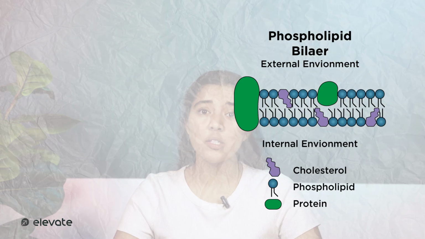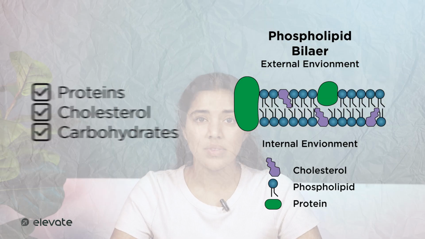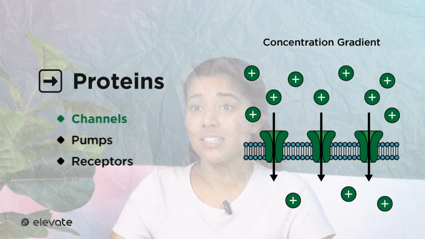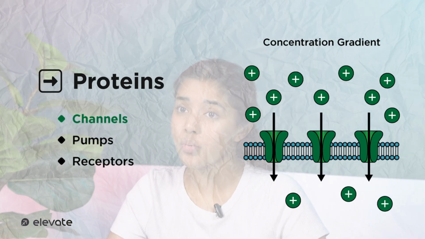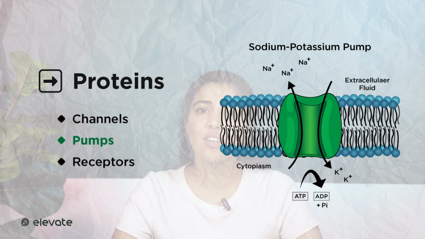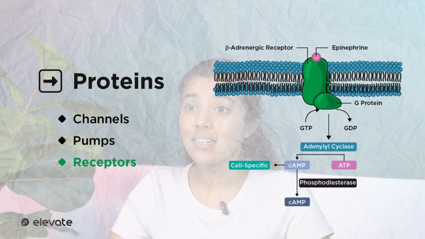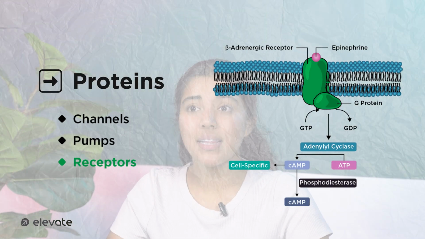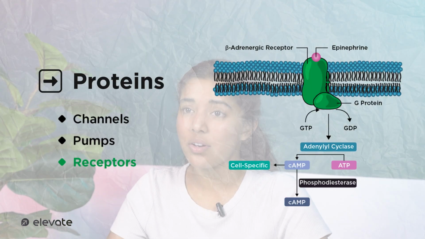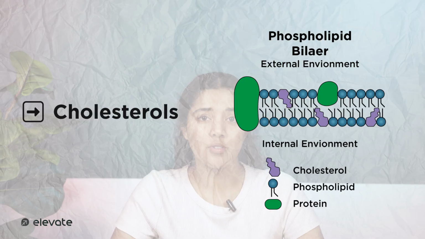These tiles can be sorted into three main groups. Number one, proteins. These are the workers in the membrane. Some act as channels to allow specific molecules through. Others act as pumps, using energy to move molecules against the concentration gradient. Other proteins are receptors. They receive signals like hormones from outside the cell and communicate them to the inside contents of the cell.